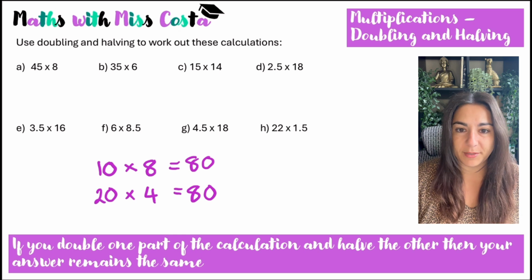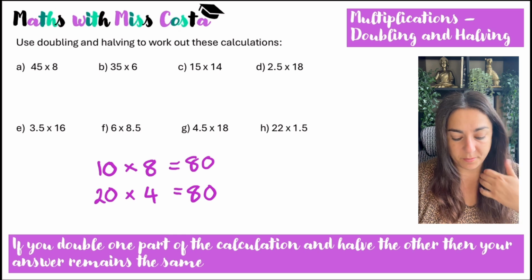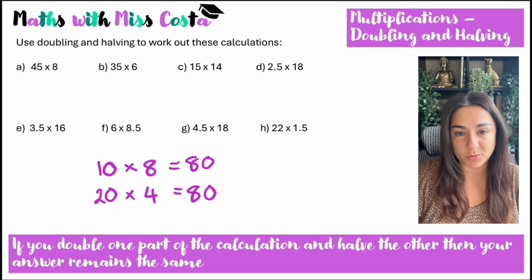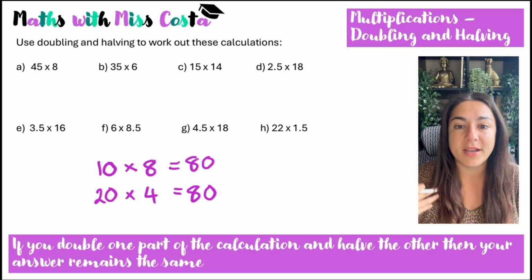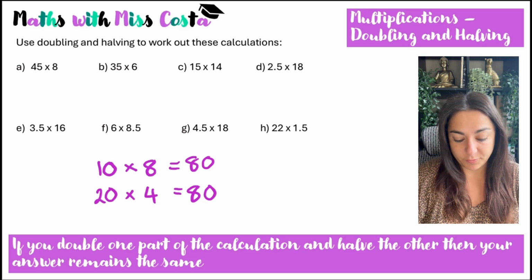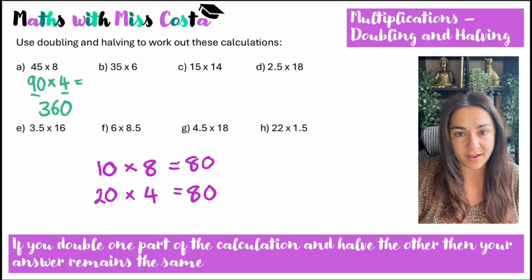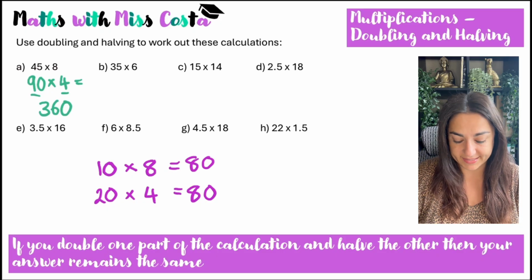So 45 times 8 seems a little bit tricky, but if I perhaps doubled one of these numbers to make it maybe a multiple of 10, and I halved another one, it might become a little bit easier. So 45 doubled becomes 90, and 8 halved becomes 4. 9 times 4 is 36, and I add the 0. So I know that 45 times 8 must also be 360.